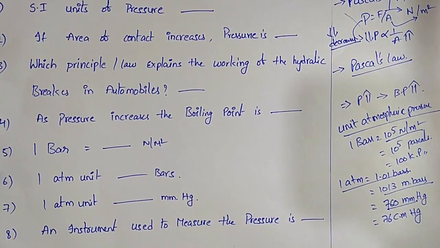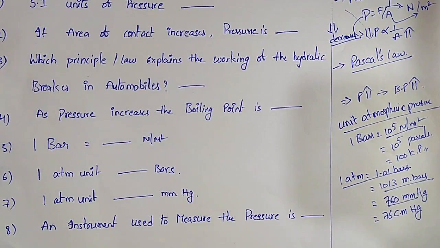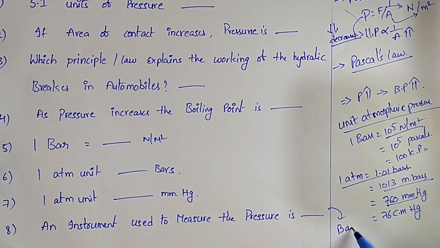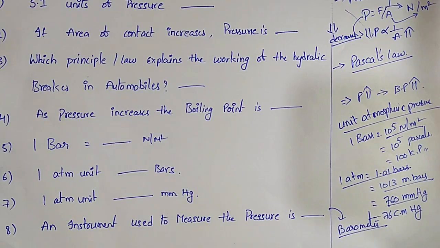And the next question, eighth one, an instrument used to measure the pressure is dash. Very, very important one. It is barometer. By using the barometer, we can measure the pressure.